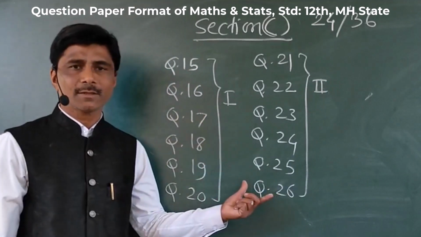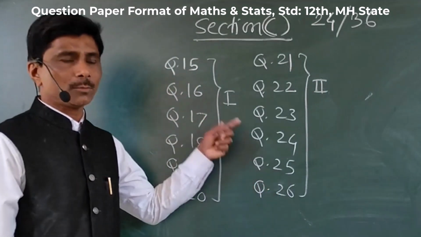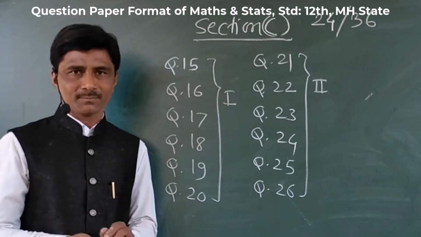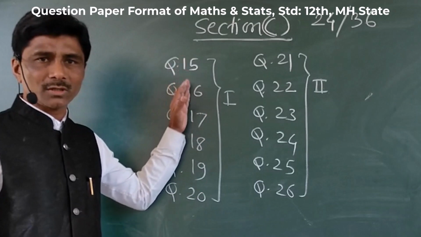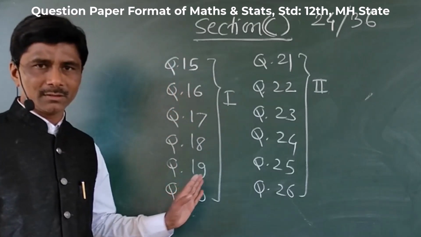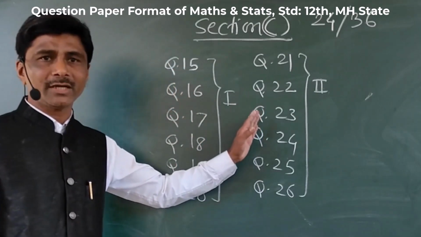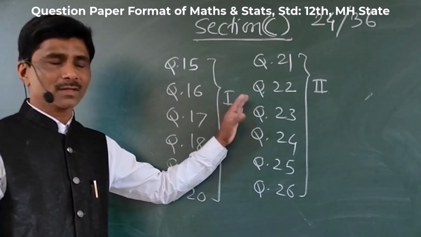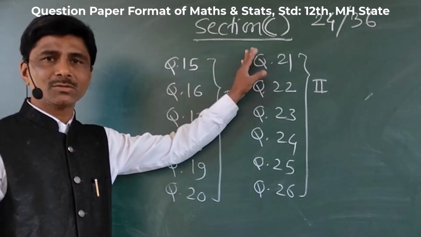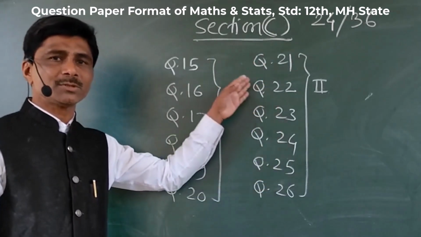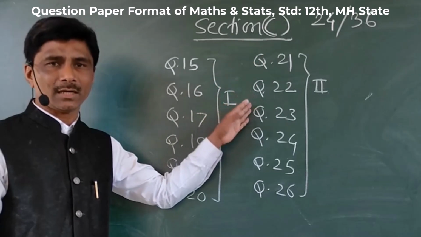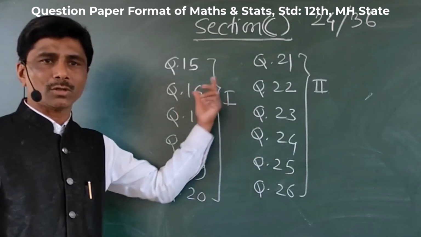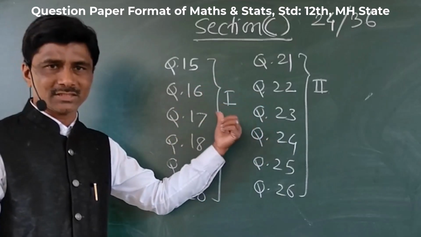So 6 plus 6, 12 questions are there. Out of those 12 questions, you have to solve any 8 questions. If you solve the 6 questions from part 1, then you need to solve 2 questions from part 2. So we have a better option. We may delete some chapters from part 2 that we consider hard chapters, and after that you are able to solve the total section C.